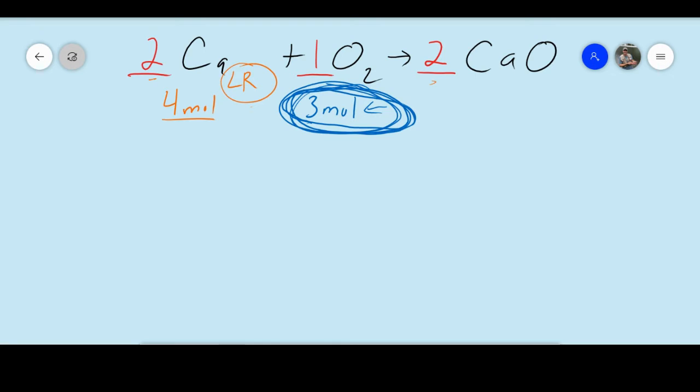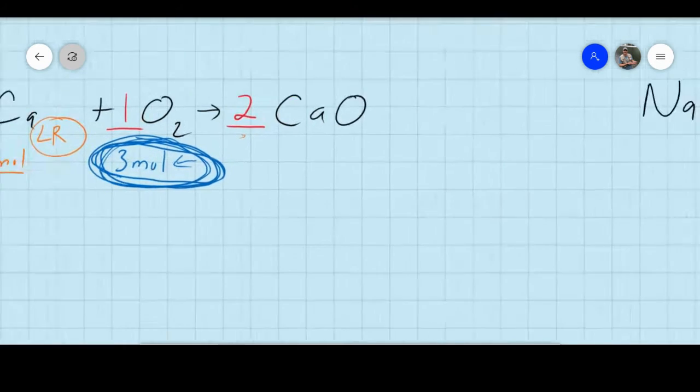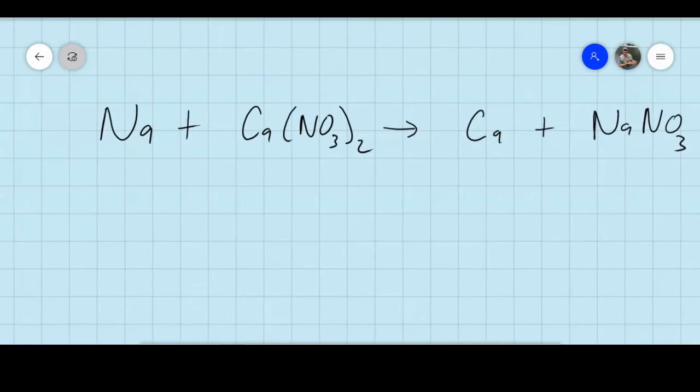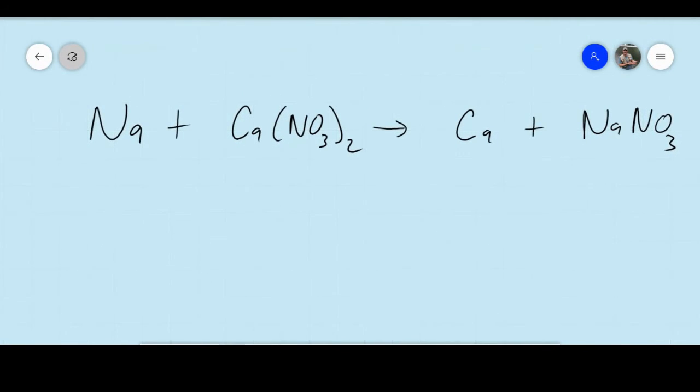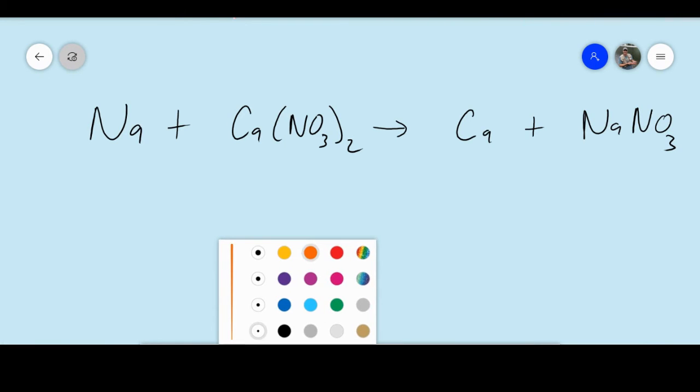But most of the time, what we really want to do is figure out how much product we are going to make in this reaction based on the reactants that I have, right? So that's a little bit more complicated. So we're going to come over here to this reaction, okay? And let's go ahead and get some numbers on here. I'll use my orange and my green again.